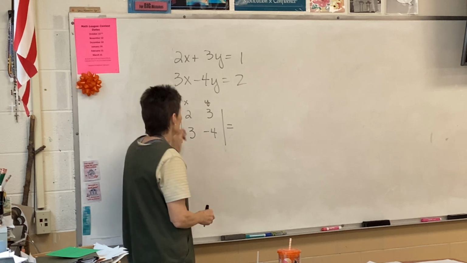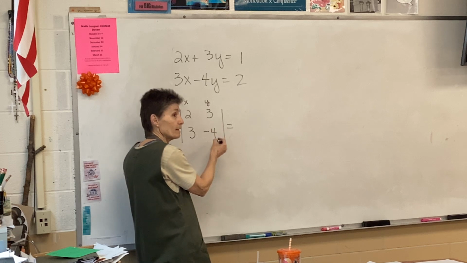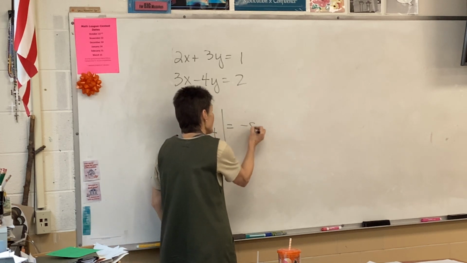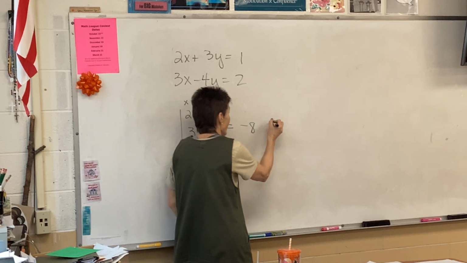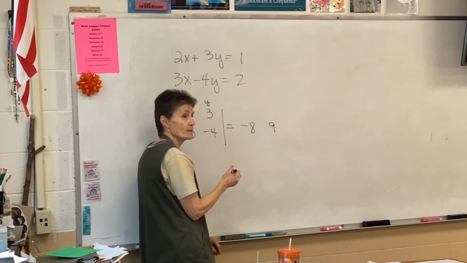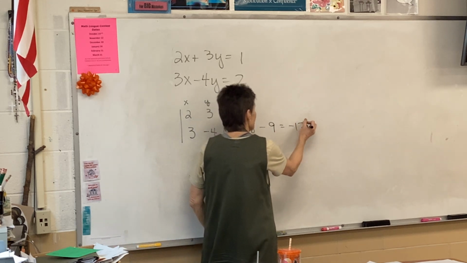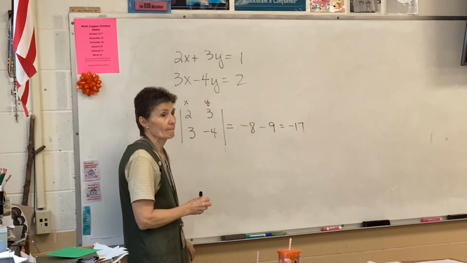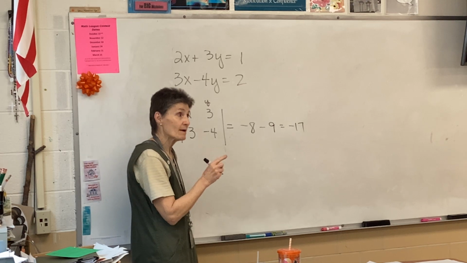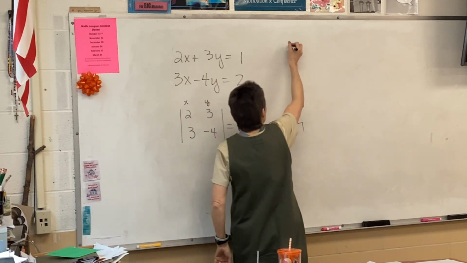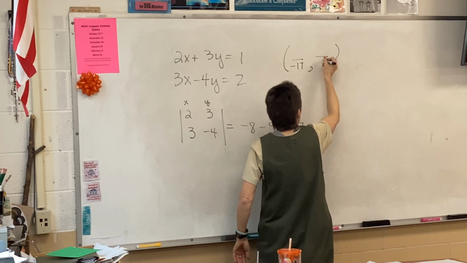Now, find the determinant. So we're going to take 2 times -4 which is -8. And we're going to take 3 times 3, which is 9. And what do we do with those numbers? Right. Subtract them. So the answer is -17. Now, -17 becomes the denominator for your x and y.